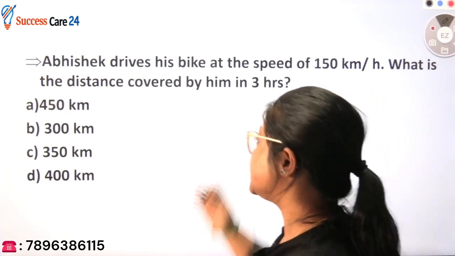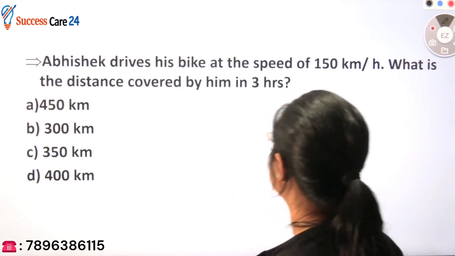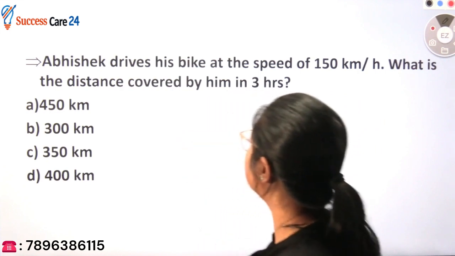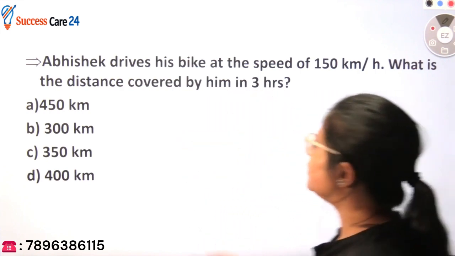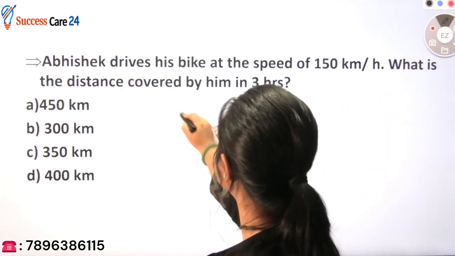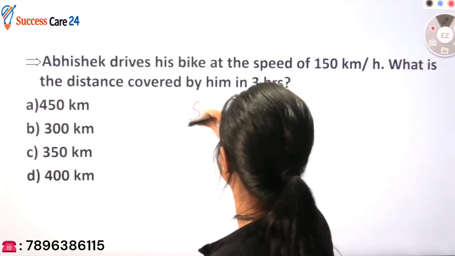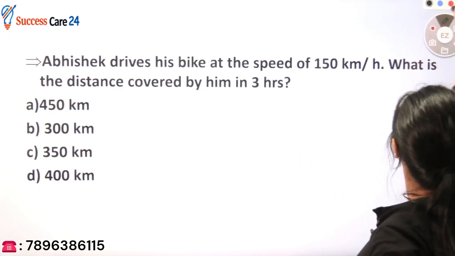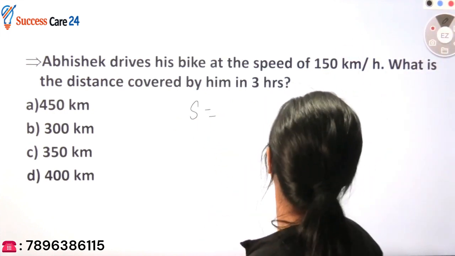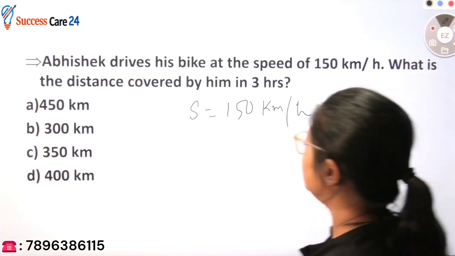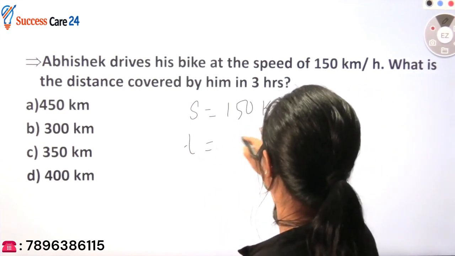Your first question is: Abhishek drives his bike at a speed of 150 km per hour. What is the distance covered by him in 3 hours? So here you are given speed, which is equal to 150 km per hour, and time is 3 hours.